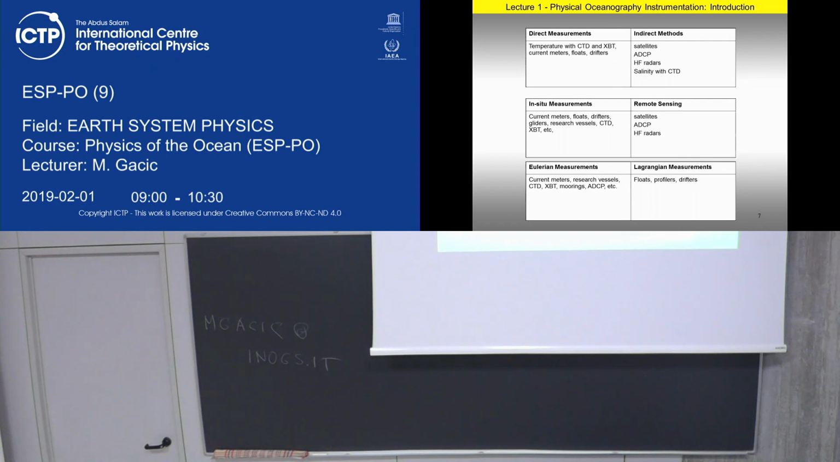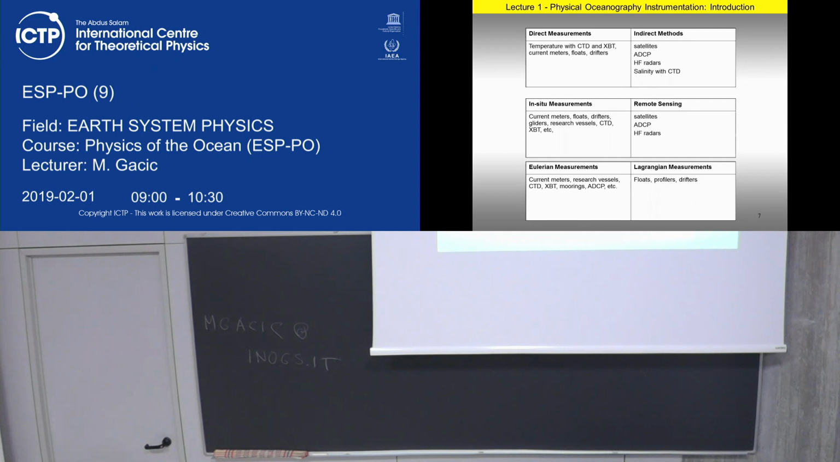And then we have HF radars. High frequency radars are another remote method where you have the coastal stations, and from these coastal stations you have the coverage of an area, and you measure surface currents. We will see later how these things function.